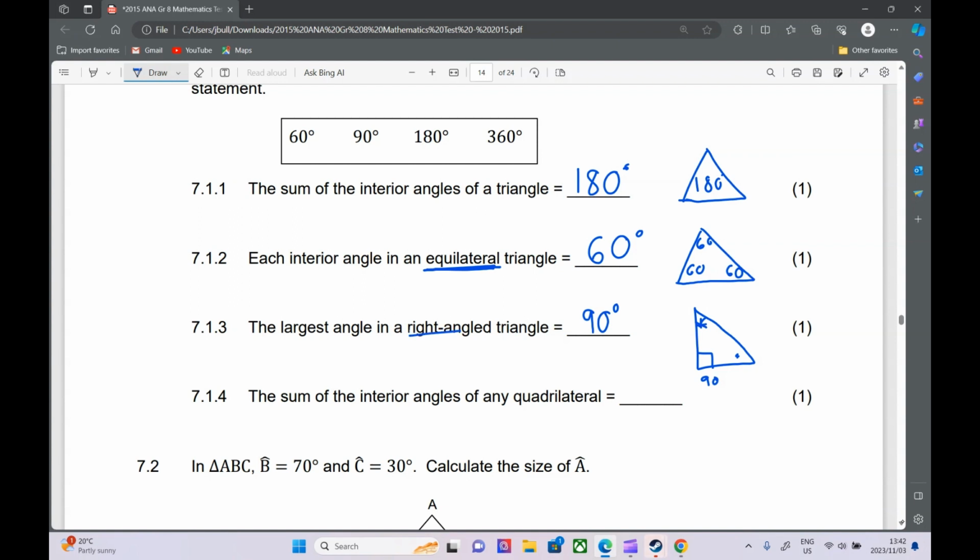The sum of the interior angles of any quadrilateral. So let's say you didn't know this, we have already used these three. So we know then it has to be this 360. If you're not sure, try remember quadrilateral, think of a square, and it is 360 degrees.